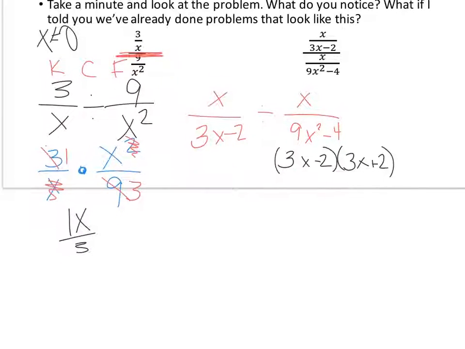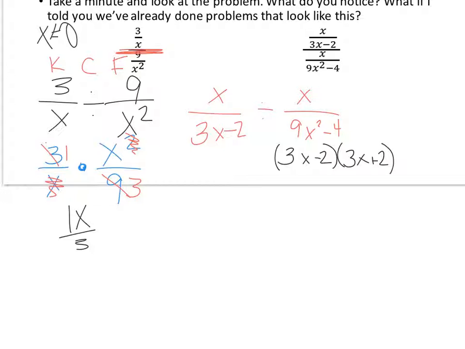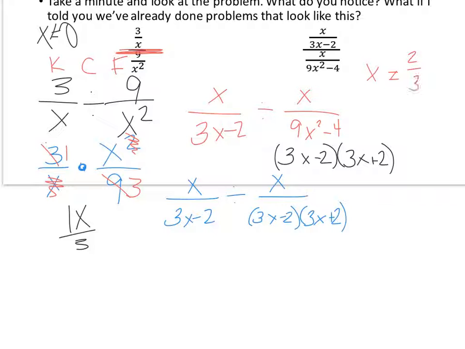So when I go to write my problem, I have x all over 3x minus 2 divided by x all over 3x minus 2 and 3x plus 2. My domain for this problem, so far: if I set 3x minus 2 equal to 0 and solve it, that's going to give me 2/3. And if I set 3x plus 2 equal to 0, that's going to give me negative 2/3. So now that I have my domain, I'm going to keep, change, flip.